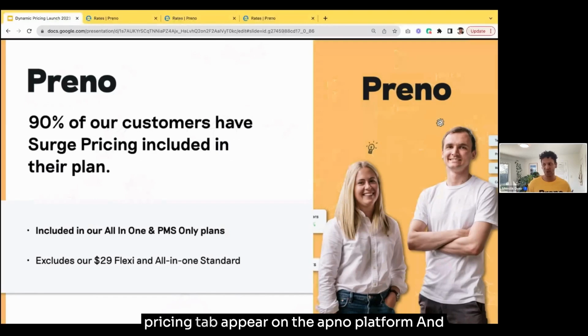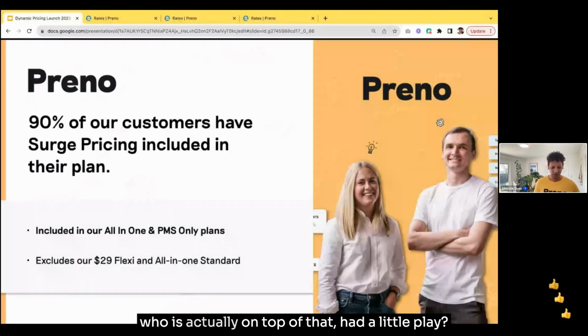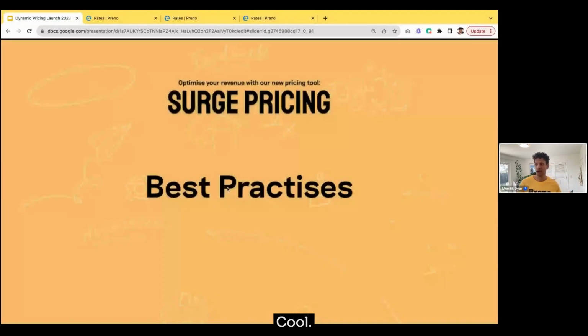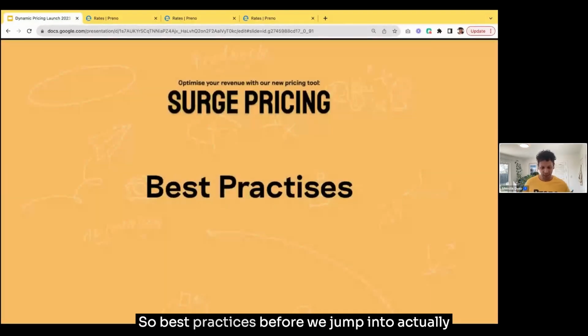Who here, just a show of hands or comment in the box, has already seen the dynamic pricing tab appear on the Preno platform, and who has actually on top of that had a little play? I see a bunch of thumbs up, so that's a good sign. Cool. So best practices, before we jump into actually setting it up, I'm just going to talk you through some best practices on what we've learned in terms of making the most out of this product.